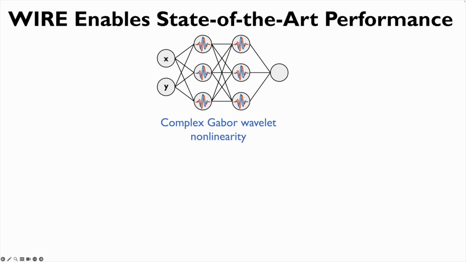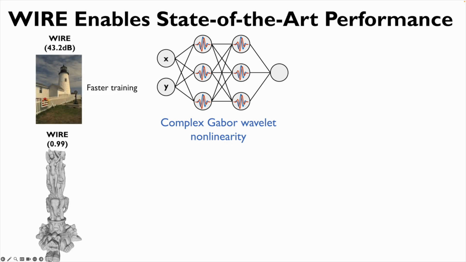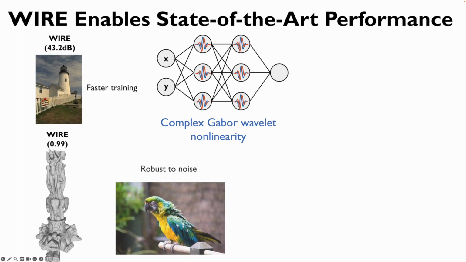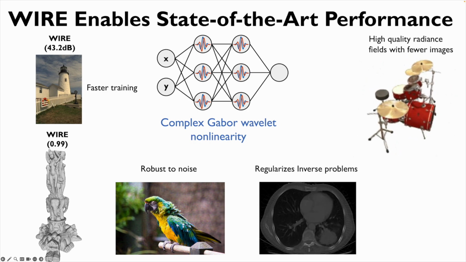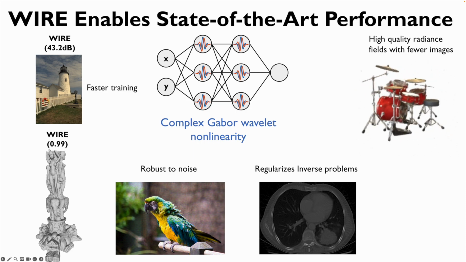In conclusion, we propose WIRE that uses the complex Gabor wavelet as its nonlinearity. This results in faster and more accurate representation, robustness to noise, regularization for inverse problems, and an excellent representation for learning high-quality neural radiance fields.